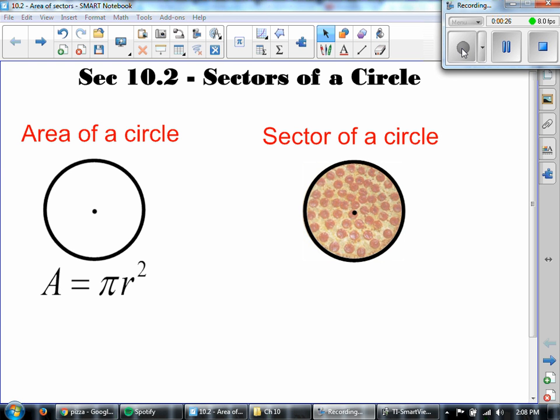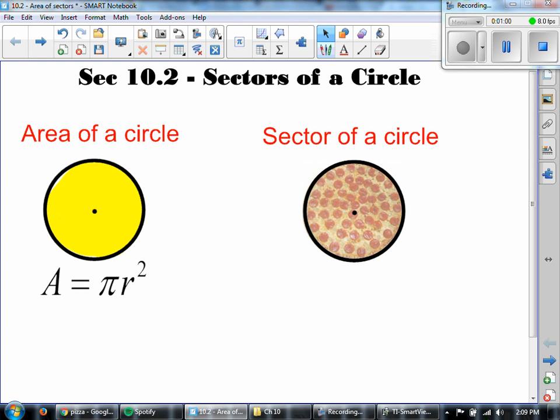All right, so section 10.2 is sectors of a circle. Sectors have to do with area of a circle, so I thought we'd start off reviewing a little bit about area of a circle. Area of a circle refers to the area inside the circle. So I'm going to shade in the area of this circle here. The formula is area equals pi r squared, where r is your radius. And remember, your units, because we're dealing with area, are also squared. So you're going to have squared centimeters or squared meters, things like that.